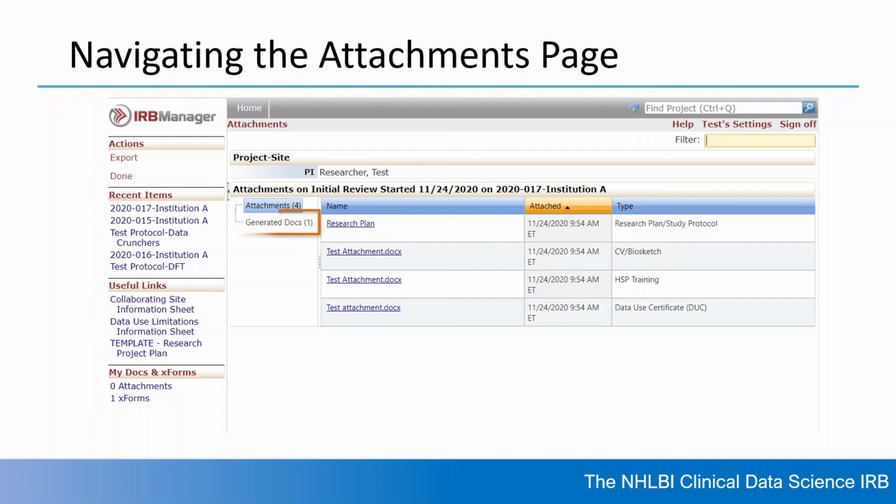Additionally, by clicking on the Generated Docs link, another table will open up with all of the correspondence regarding IRB determinations, such as approval memos that were generated by IRBManager, giving the user access to all IRB correspondence for the study. In order to navigate back to the Events Detail page, click the Done link.